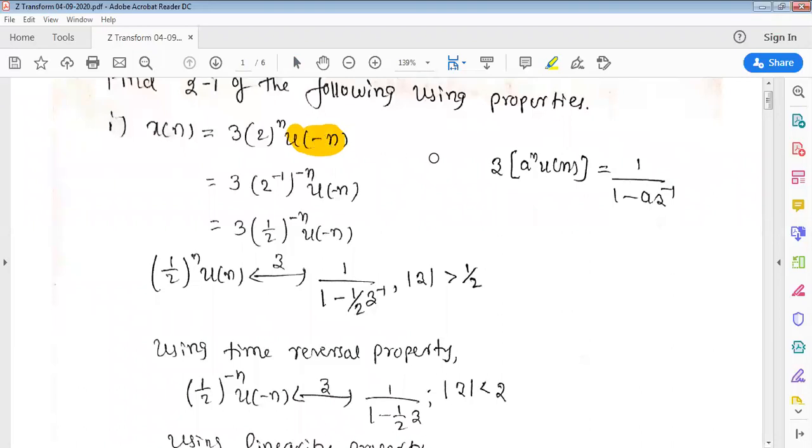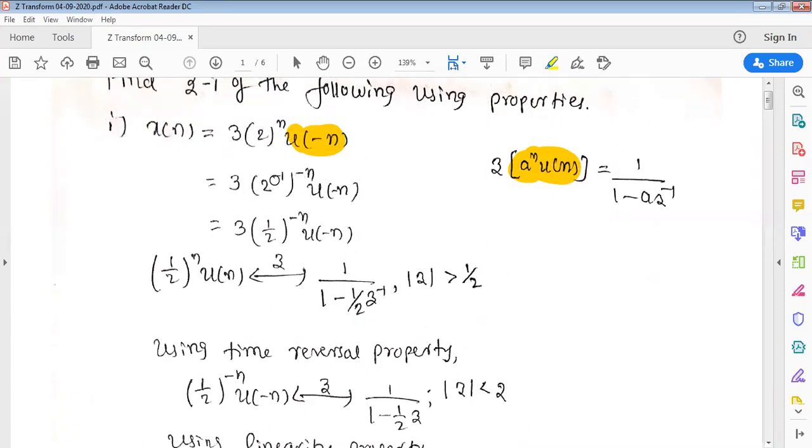So what I should do is, I know the formula for Z transform of a power n u of n. This is equal to 1 by 1 minus a z raised to minus 1. Here n and n both have the same sign, but here you have minus n and here you have plus n. Therefore I should convert these two into this form.